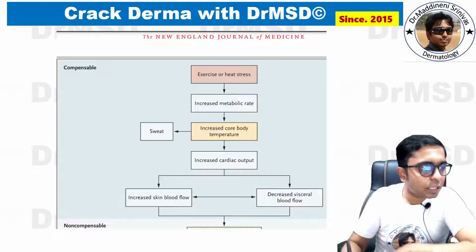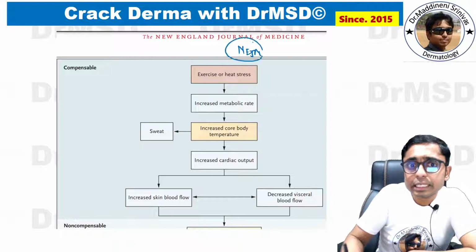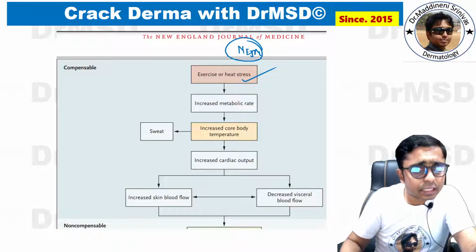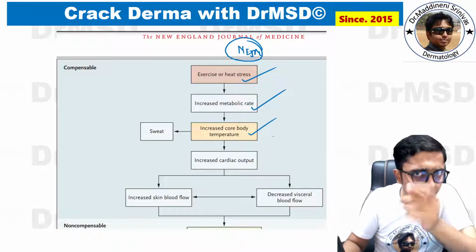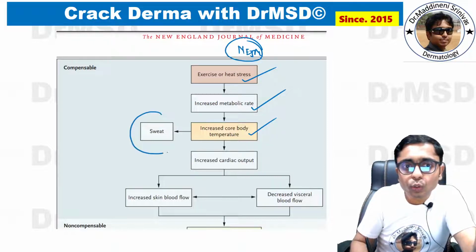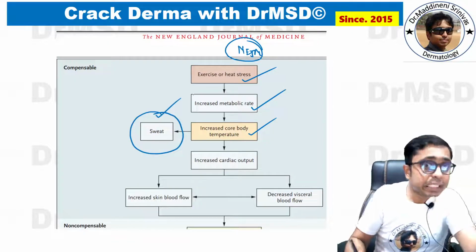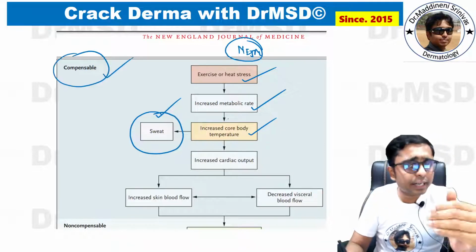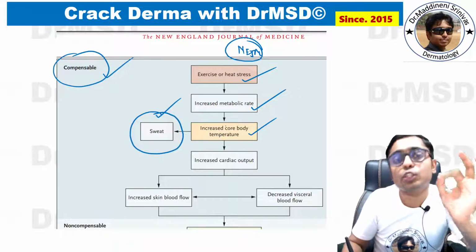So now let us see a few points about heat stroke. This is taken from the New England Journal of Medicine. As you can see, when there is exposure to excess heat, basal metabolic rate, BMR, will increase, and thereby the core body temperature will increase. In the initial phases, the body will try to compensate for this increased heat in the form of increased sweating. This is the compensable state. When there is a possibility of compensation, there is going to be sweating in the initial stages of heat stroke.